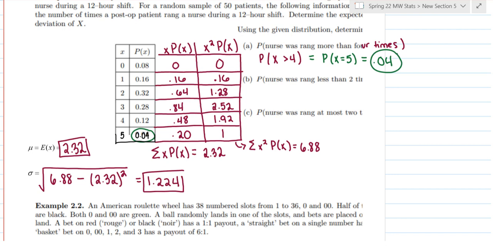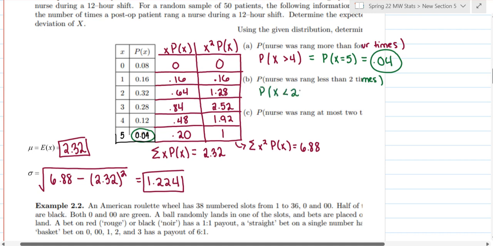B, the probability the nurse was rang less than 2 times. That's P, x is less than 2. Okay, so you have 2 options for that, for x being less than 2. You have 0 and 1. So that would be the probability of 0 plus the probability of 1. You would add those two together. So you have 0.08 plus 0.16, which gives you 0.24.